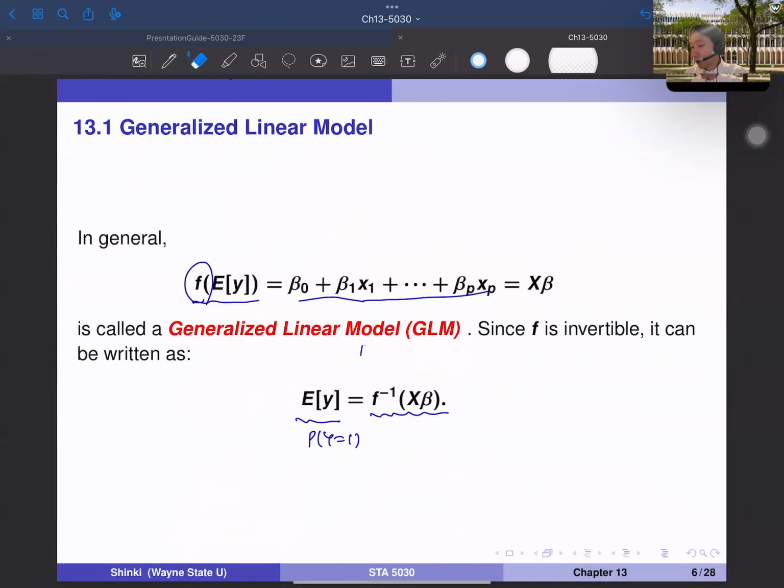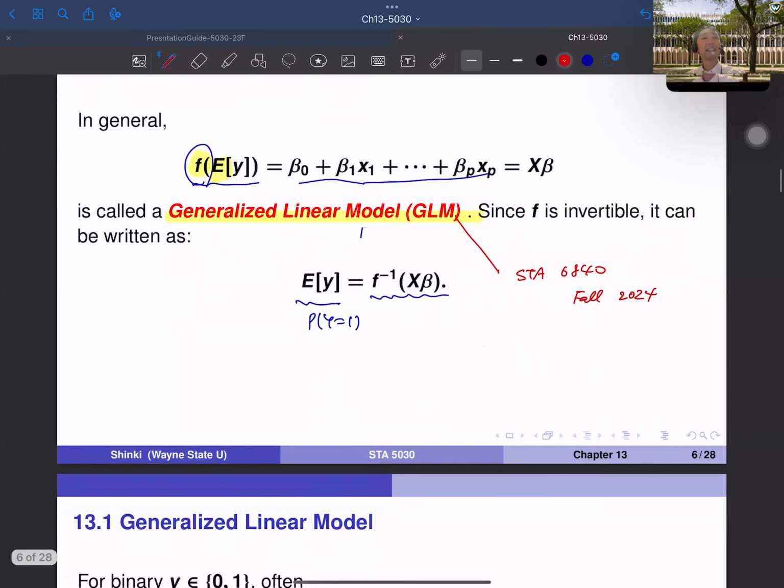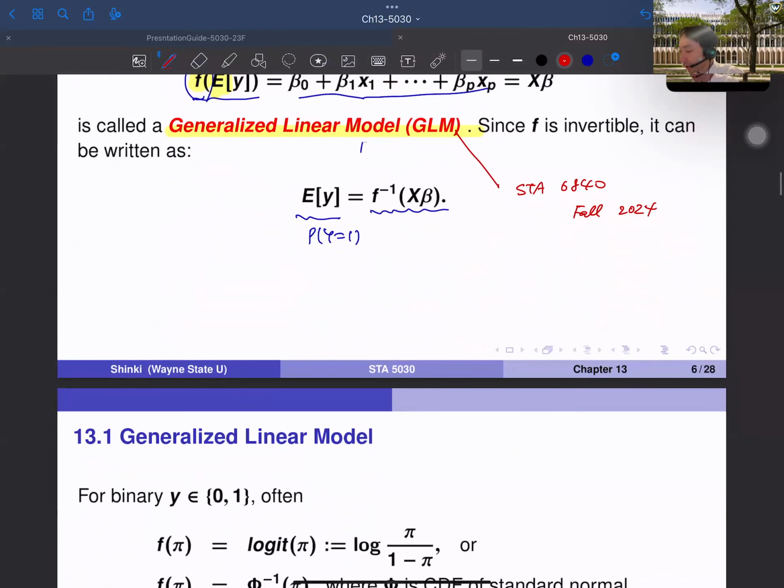This is generally called the generalized linear model. If we have f and we have expectation here, then it's called a generalized linear model. So the logistic regression we study in this chapter is a special case of generalized linear regression. That is covered in STAT 6840, which will be offered in fall 2024, so you can register for it if you are interested. This course will be offered every 2 years, so if you are interested, just take it.